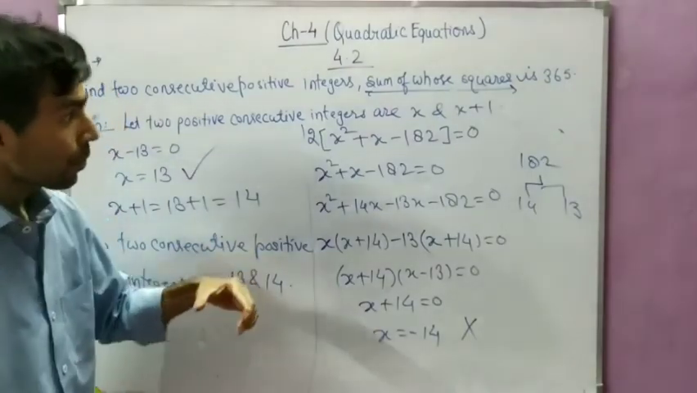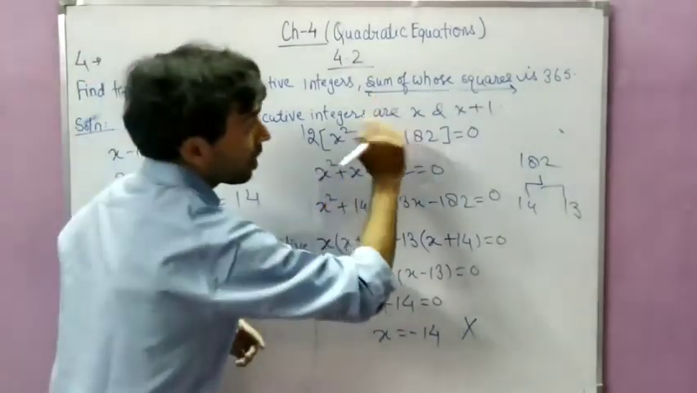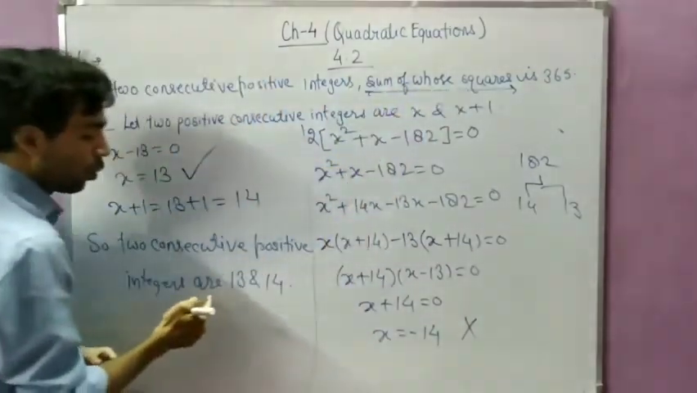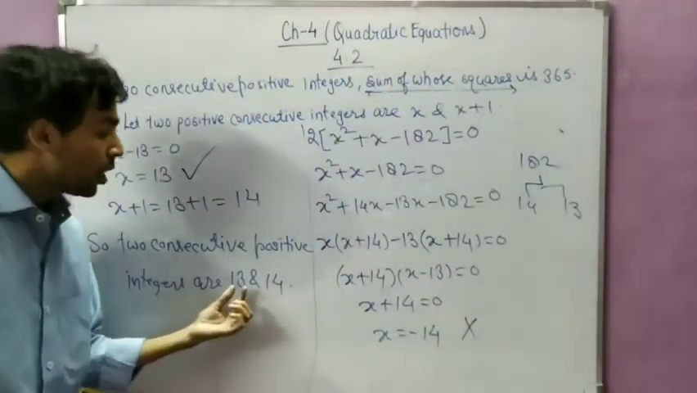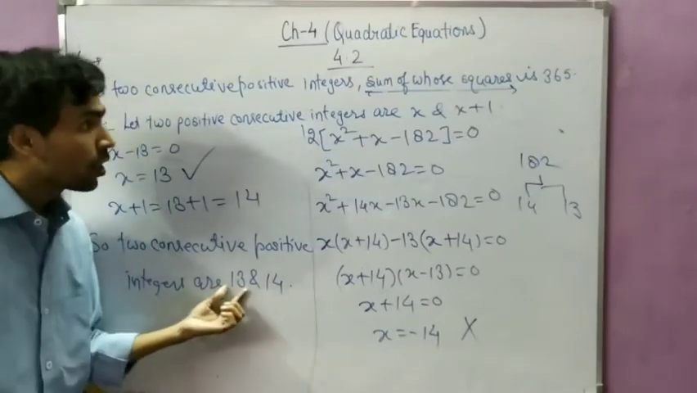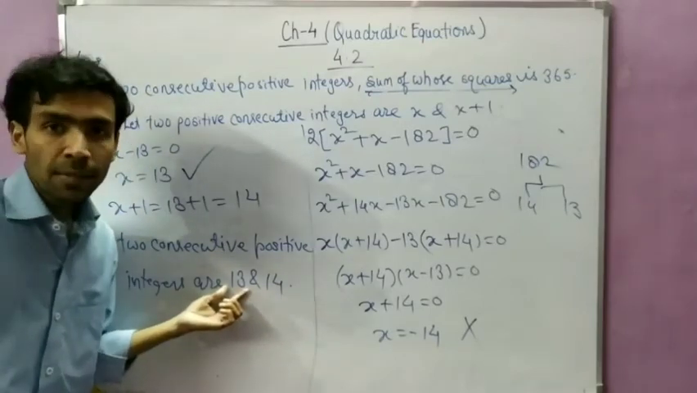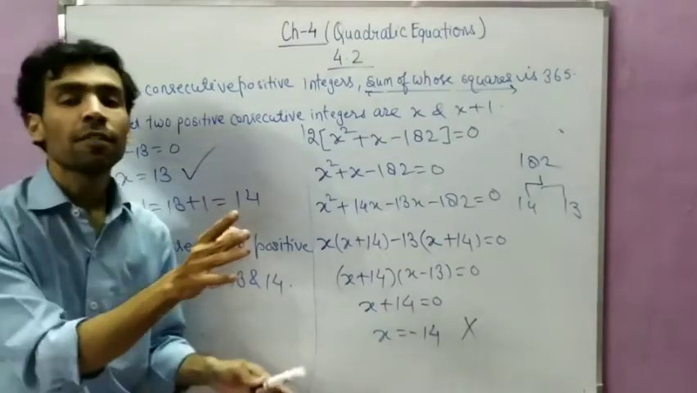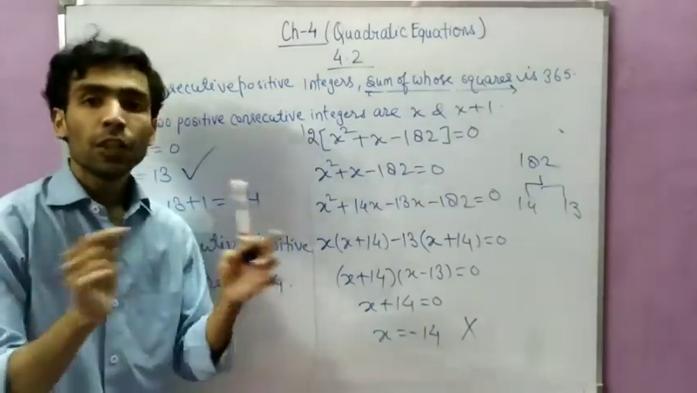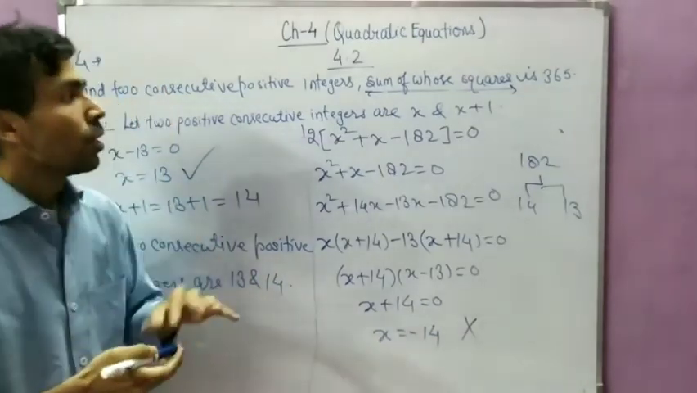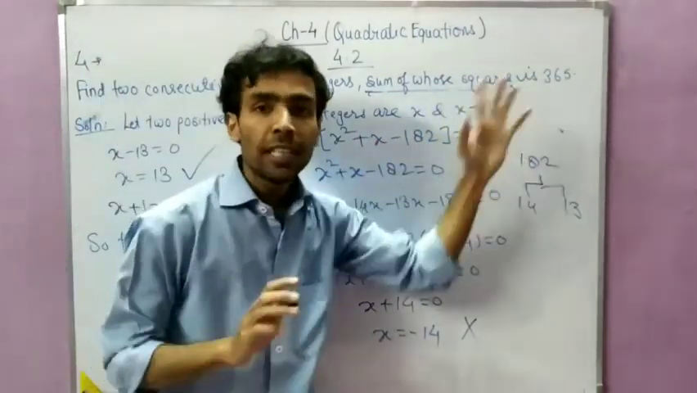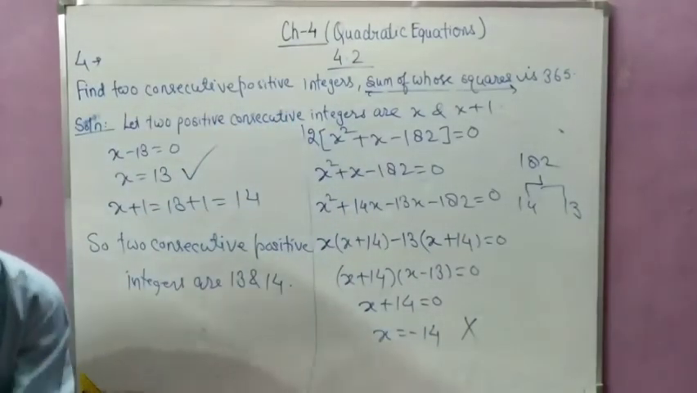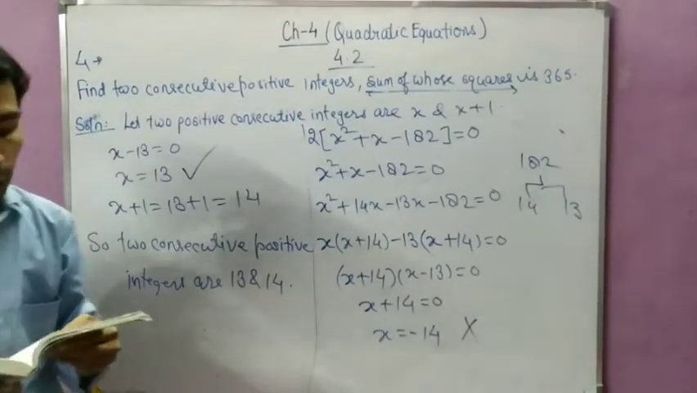And see, you can verify your equation number 1 by putting the values of these two. When you square these two, the square of 13 is 169, and the square of 14 is 196. When you add them both, you will get 365. So it means that our answer is correct. So in this way we have finished question number 4.